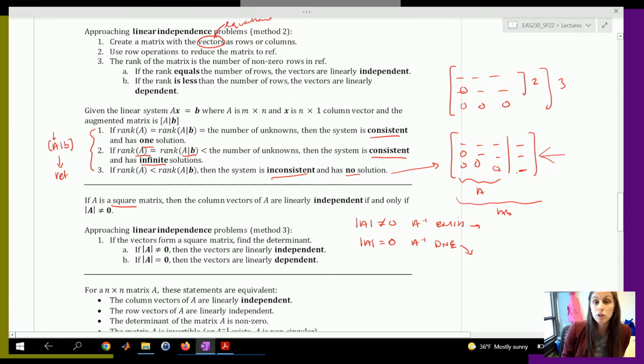If we write our system in the form of AX equals B, and the determinant of A is not equal to 0, then automatically my vectors are linearly independent. If it is equal to 0, then they are dependent. So those are our 3 methods to find out if our equations are linearly independent, if they're different equations from each other, if they all have different information. Find a linear combination and solve for my constants, put them all in a matrix and find my rank, or if I end up with a square matrix, find the determinant.